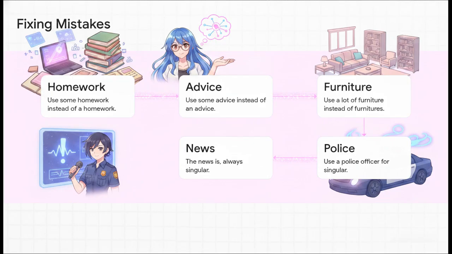Number 3, many furnitures. Nope, furniture doesn't get an S. Just say a lot of furniture. Number 4 is a massive one, a police. The word police is a collective plural noun. To talk about one person, you've got to use a police officer. And finally, number 5, the news are. Remember, news is always singular. Say, the news is. Honestly, if you actively check your work against these 5 specific examples from our text, you are going to sound so much more fluent and natural.